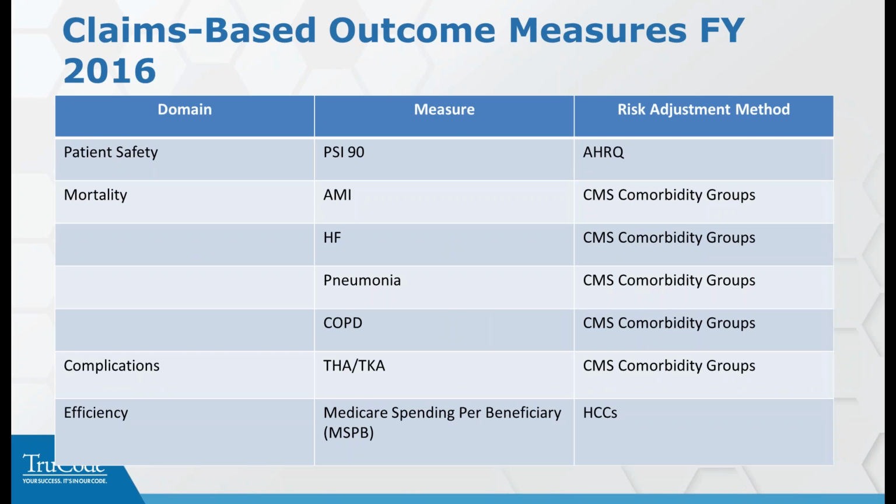This also shows you the claims-based outcome measures that I talked about before. These were in effect for this fiscal year that we're in right now. Patient safety, of course, is based on the PSI 90 measures. Mortality is related to AMI, heart failure, pneumonia, and COPD. Complications are related to the hip and knee replacements. And then efficiency is related to them measuring the Medicare spending per beneficiary. The risk adjustment method for that is HCCs, and I'm going to spend a little bit of time talking about that in a few moments because I find people don't know quite as much about those.